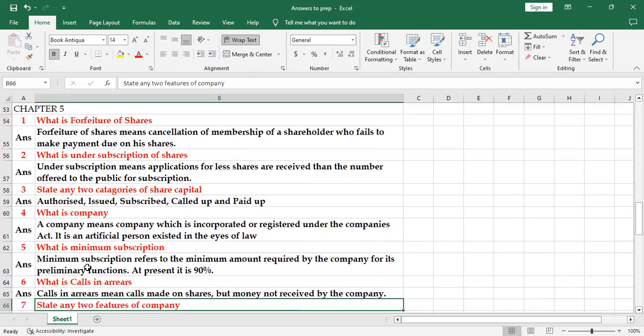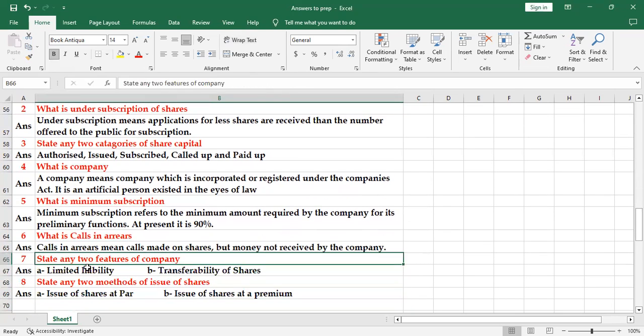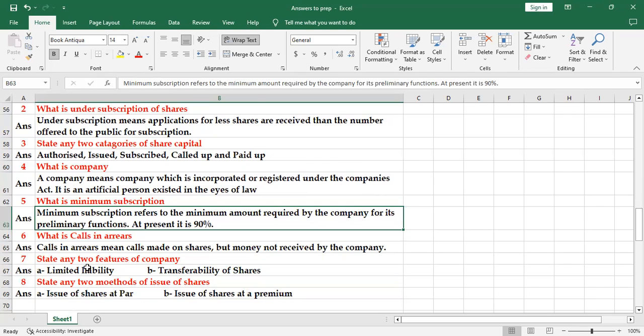Now, what is minimum subscription of the company? Minimum subscription refers to the minimum amount required by the company for its preliminary functions. That is, the minimum amount needed after company registration to continue is called minimum subscription. For example, assume a company issues shares worth 10 lakh rupees. It should get at least 9 lakh rupees in subscription, otherwise it will not be allowed to continue. Clear? That is called minimum subscription.